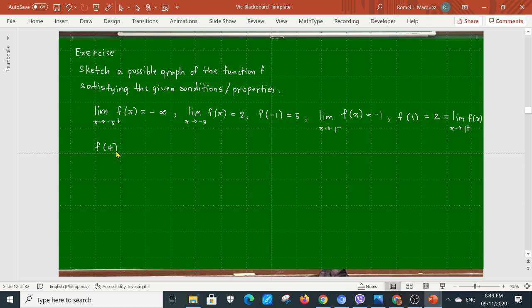f of 4 is equal to the limit as x approaches 4 of f of x. The function value at 4 is equal to the limit as x approaches 4 from the left and right, and the value is negative 3. The limit of f of x as x approaches 6 is equal to 1.